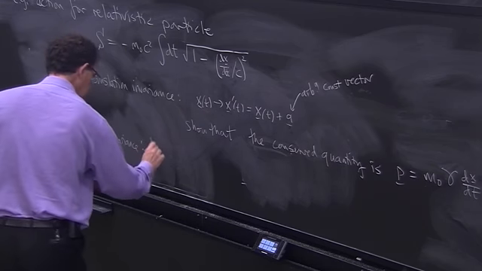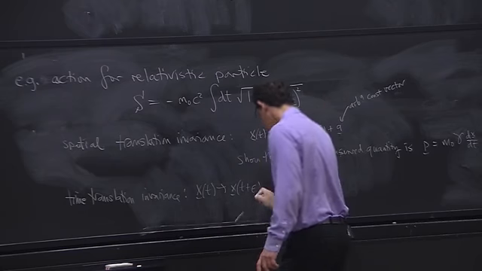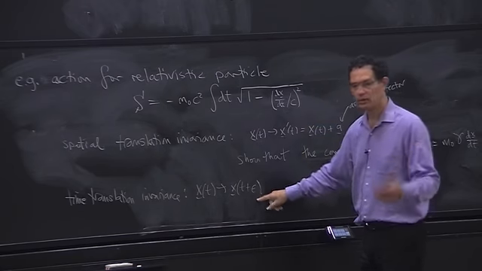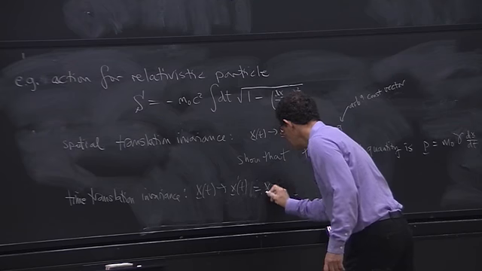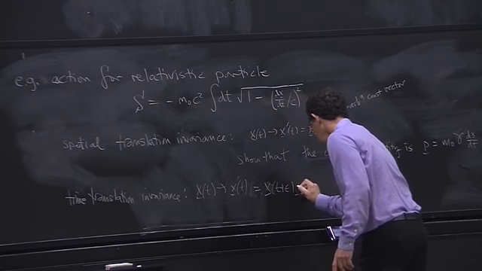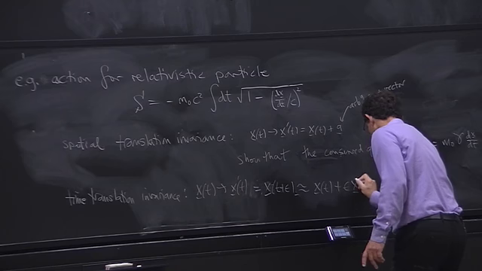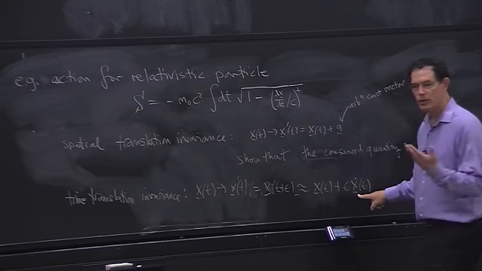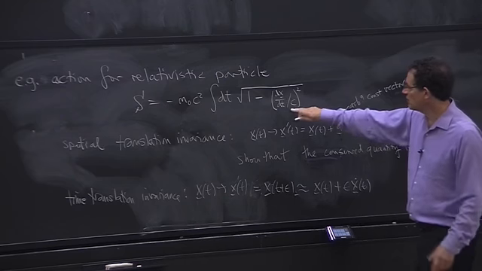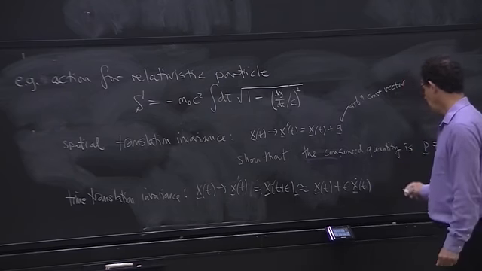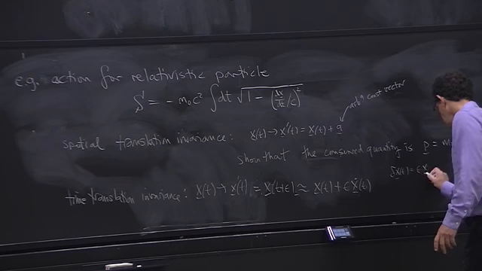And what that means is x of t goes to x of t plus epsilon. I just shift the time by epsilon. So x prime of t is just the shifted version of x of t, and that's equal to x of t plus epsilon x dot of t. So in this case, we've got a non-trivial generator, which is just x dot of t. And I'm supposed to take this action and substitute and do the variation, that delta x of t is epsilon x dot of t.